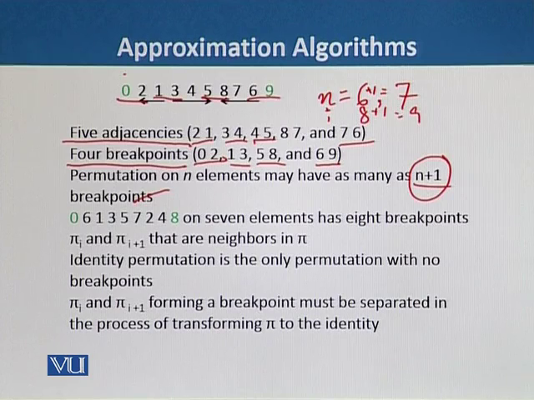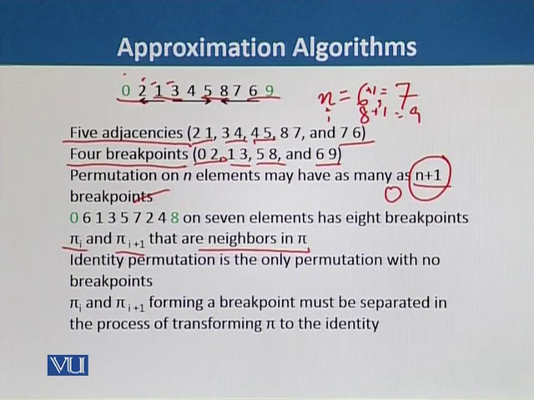Or we could have a minimum of 0 breakpoints. If these elements are all in ordered form, then there will be no breakpoint. The breakpoint count will be 0. So every breakpoint corresponds to a pair of elements, pi I and pi I plus 1, that are neighbors in pi. So 2 and 1 are pi I and pi I plus 1, and 3 is pi I plus 2, and so on. But not in the identity permutation.